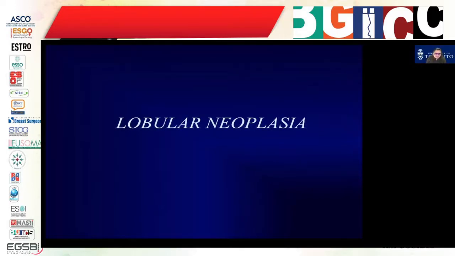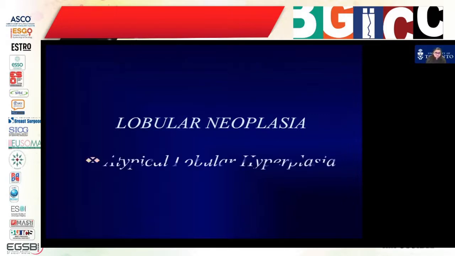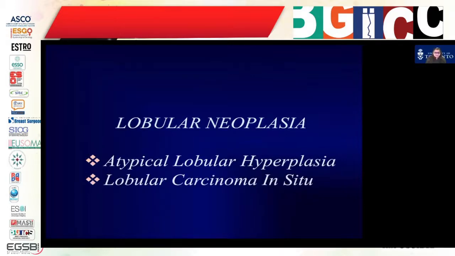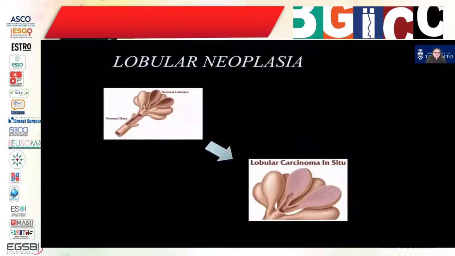And then I want to touch upon this aspect as we end, which is lobular neoplasia. So what is lobular neoplasia? Atypical lobular hyperplasia and lobular carcinoma in situ together are called lobular neoplasia, and they are akin to pre-invasive.